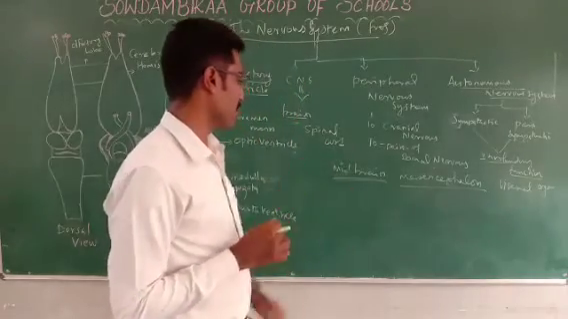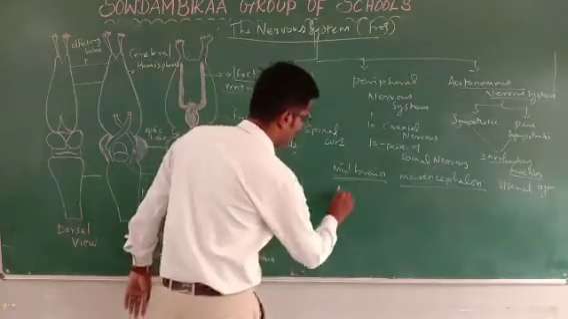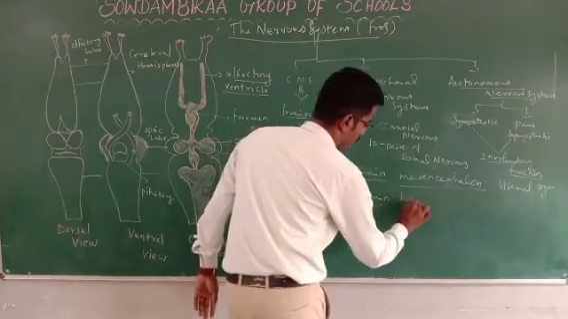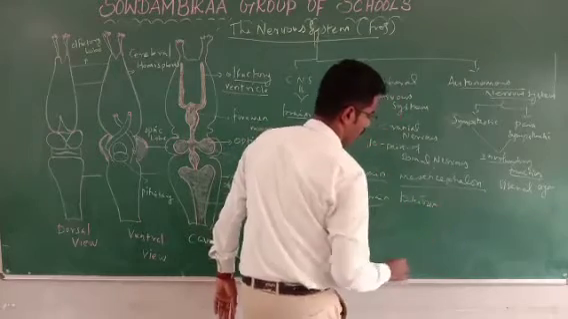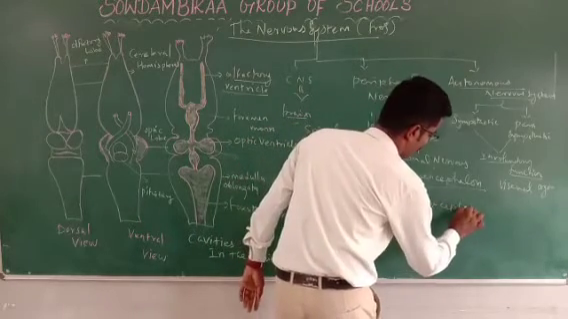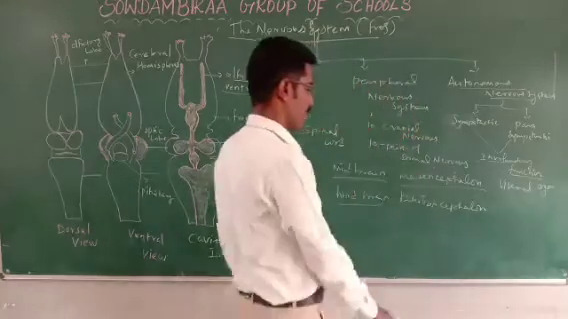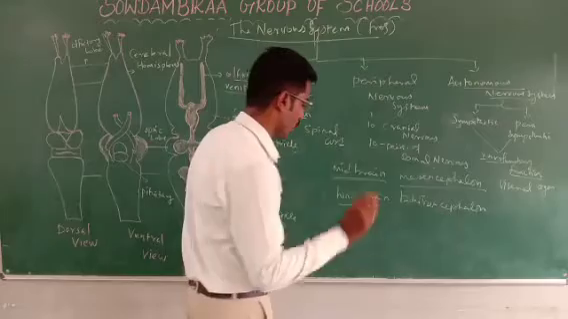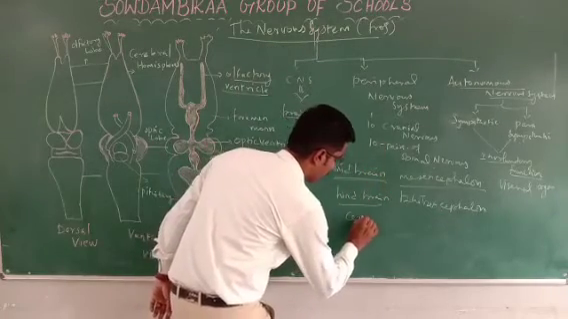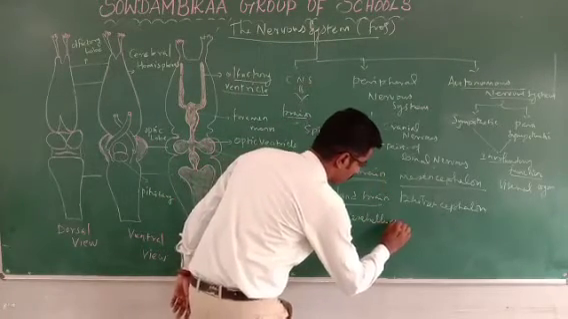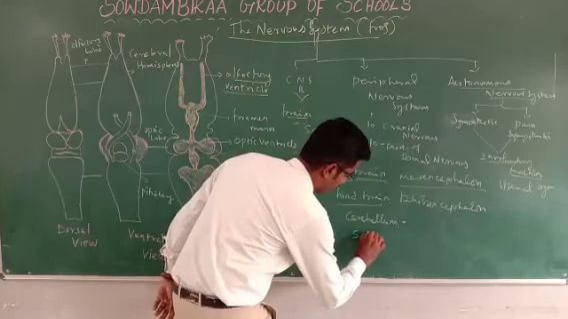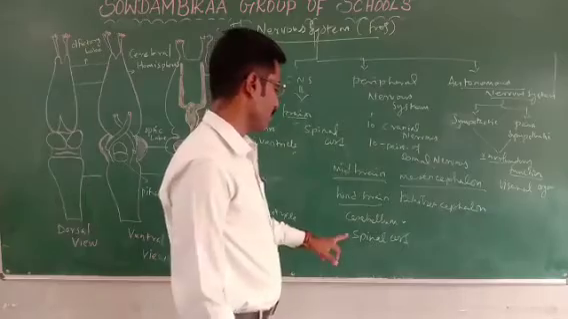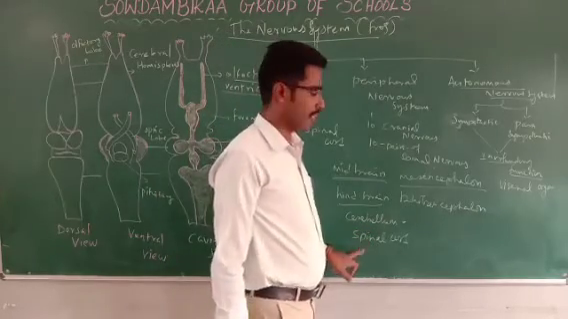That is the mesencephalon. Then finally the hindbrain, another name is rhombencephalon. The hindbrain has two important parts: first the cerebellum, and another the spinal cord.